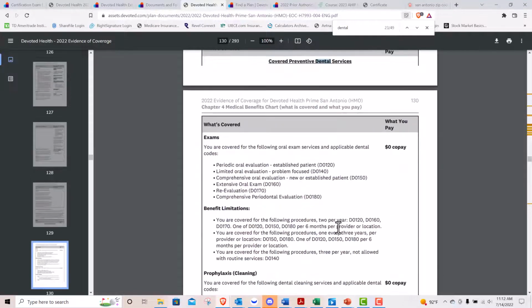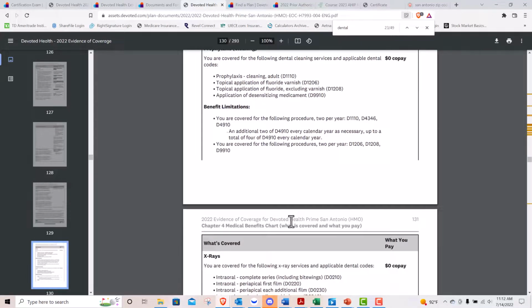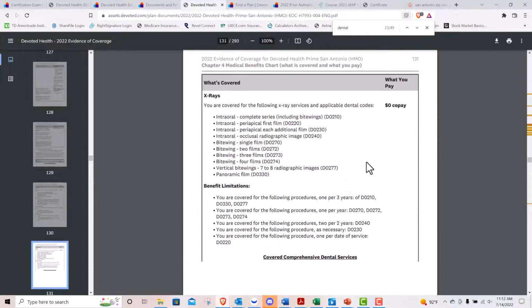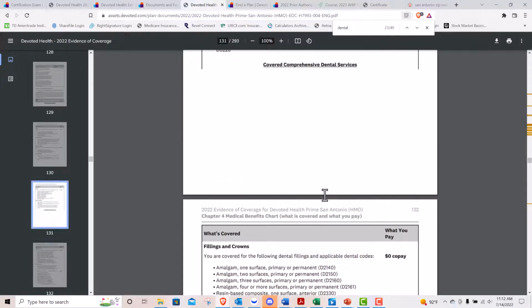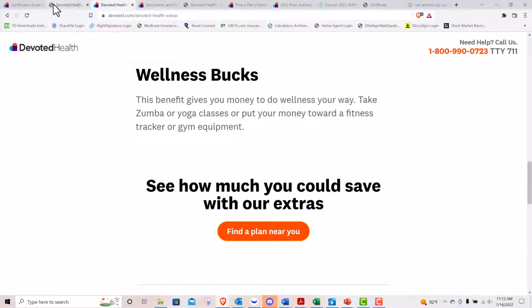So the dental services, they have it all in the evidence of coverage. In the evidence of coverage, they'll have all the dental codes that they cover. And this is probably the best place to find it. X-ray, zero copay, all the comprehensive dental benefits are all here. All right, so that's pretty good. Take a gander at this later on.